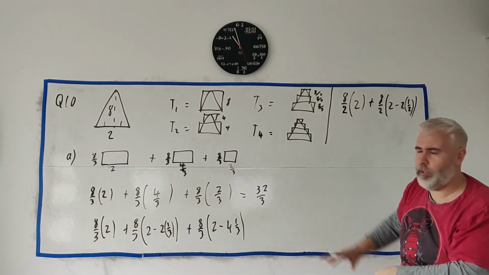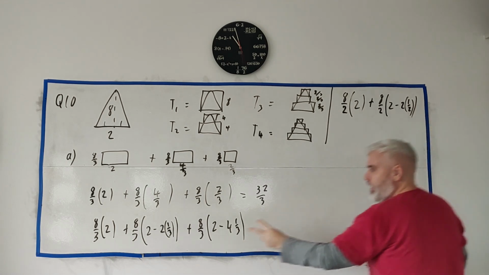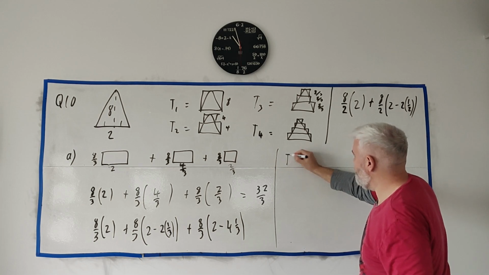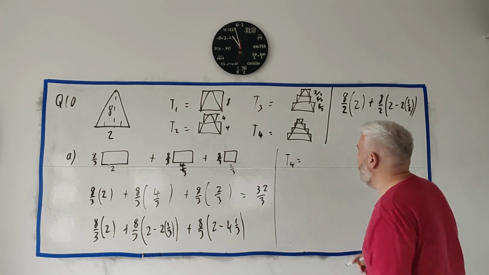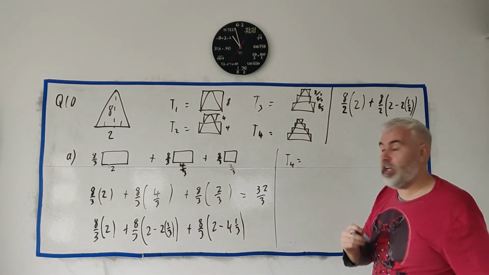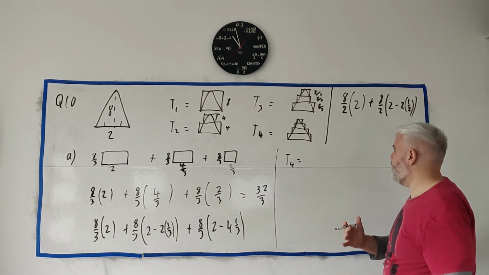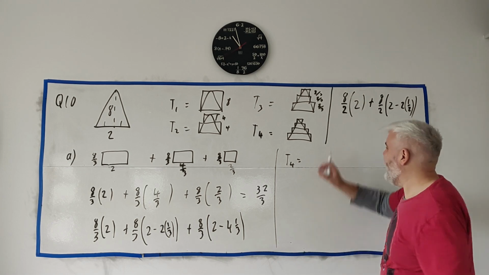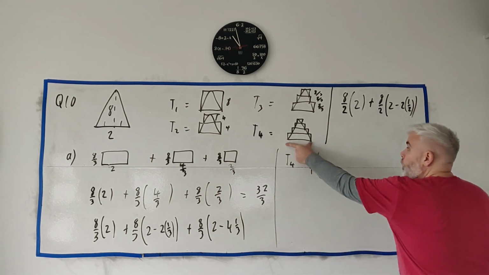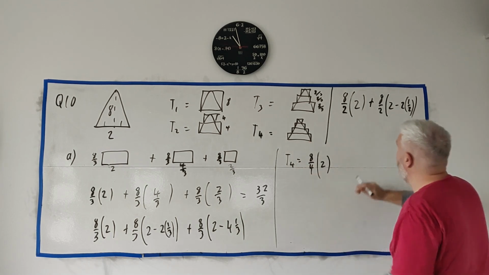I don't need to multiply it out. This is the area for T3. T4, and I'll do it a little slow, but hopefully we see the pattern already. T4 is the height of this guy, which is 8 divided by 2, 8 divided by 4, which is 2. But I'll write it as 8 divided by 4. The width, just 2. Same.